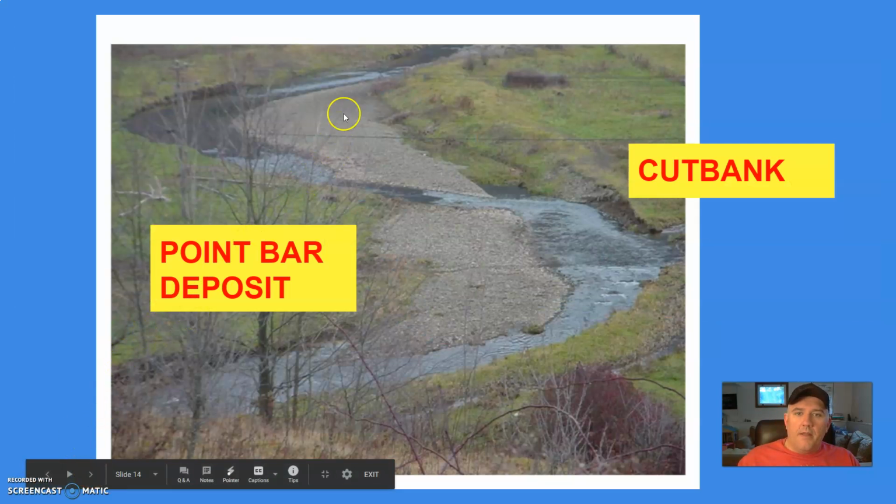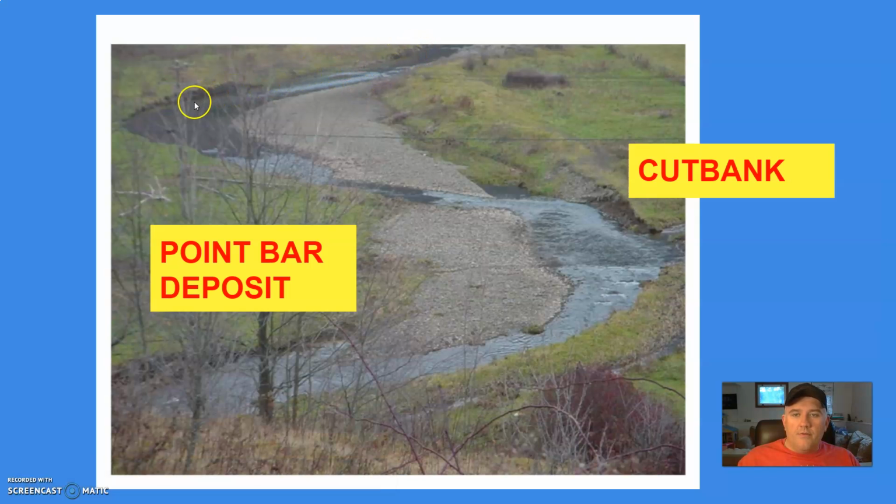Picture here of a cut bank and a point bar. You can see the river turning and meandering, and the outside is where the river is moving faster and eroding the material away. The inside is where it's moving slower and it's depositing, and all of this material here was deposited by the river. So you can imagine the river actually had turned right here. This was all underwater at one point, but now it's meandered all the way over here because of that erosion on the outside and deposition on the inside.